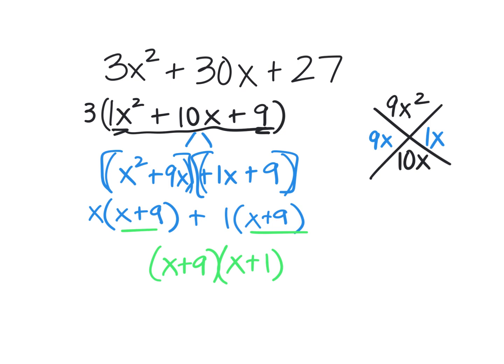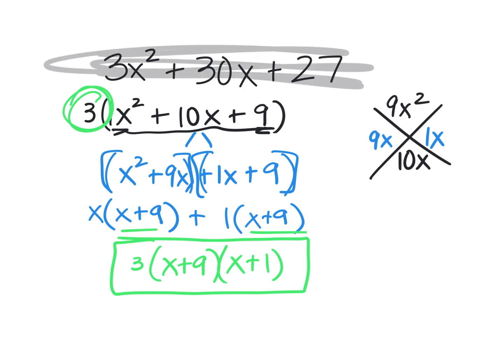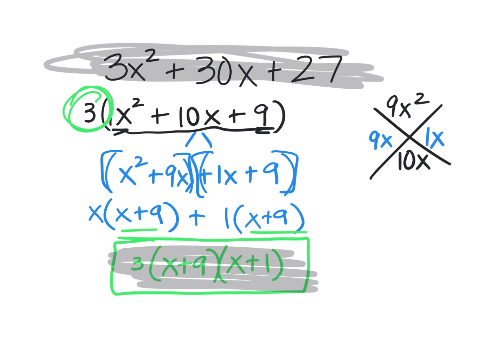Now, this is the part a lot of people forget. Don't forget that you had a 3 as another factor of that. So I need to bring the 3 back to the front. There is your final answer. So you factored this trinomial. If I multiplied this out, it would equal that original trinomial. So these are factors of that trinomial.